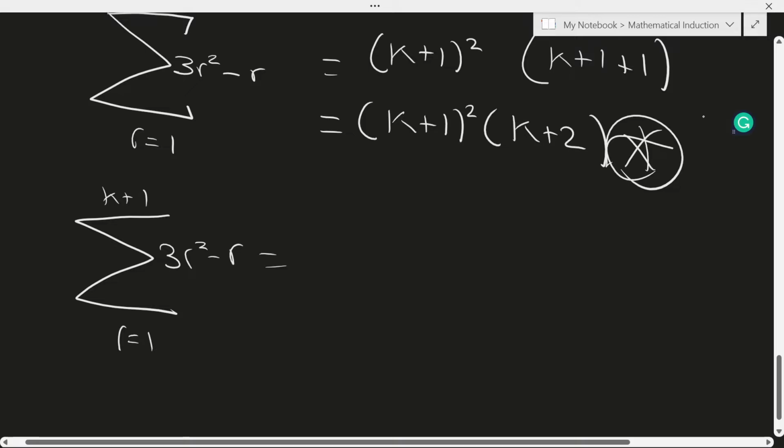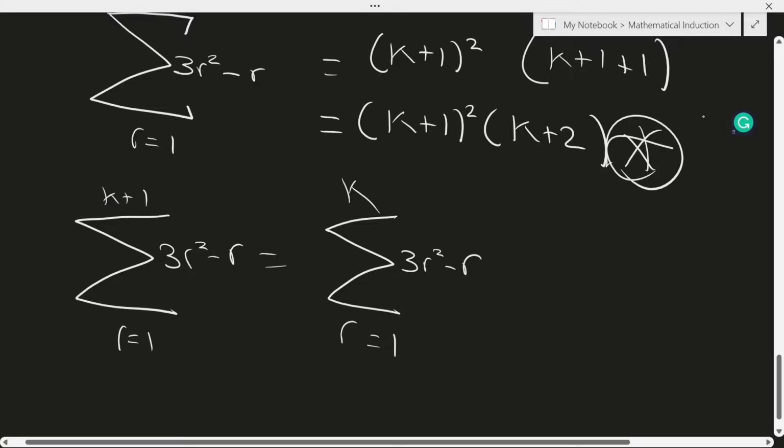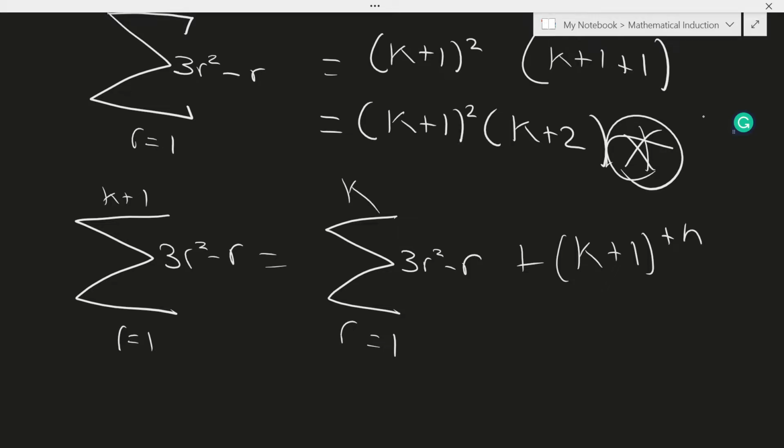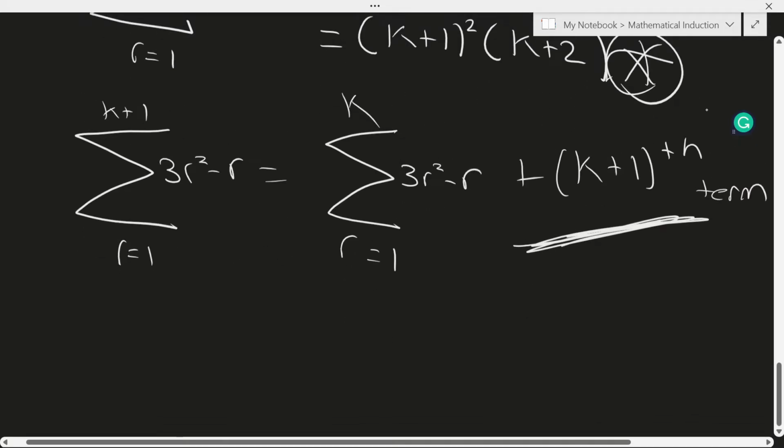We're saying that this should be equal to the summation of k, well, I don't know if that's what it's called, plus the k plus 1th term. Right? That's essentially what we're saying. I'll explain to you what the k plus 1th term means soon, so don't worry about it for now. For now, we'll just worry about this right here.